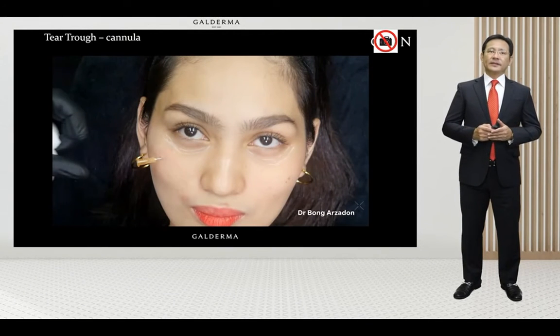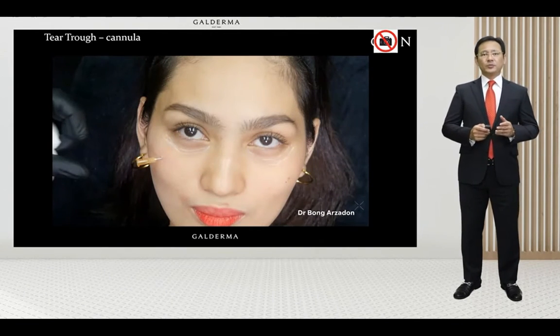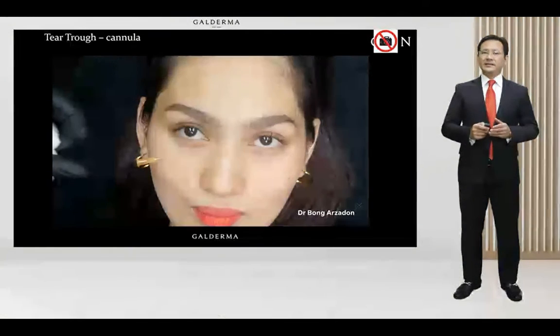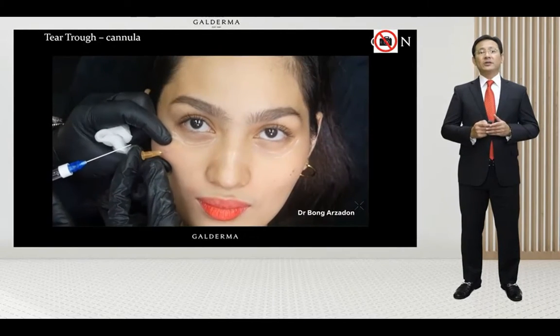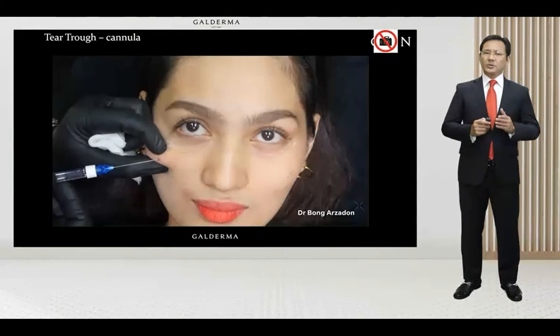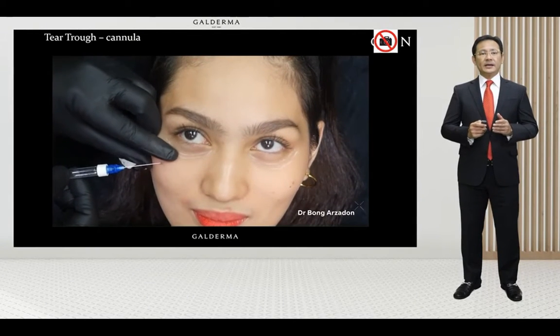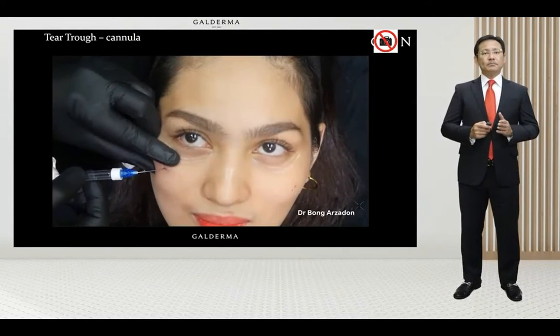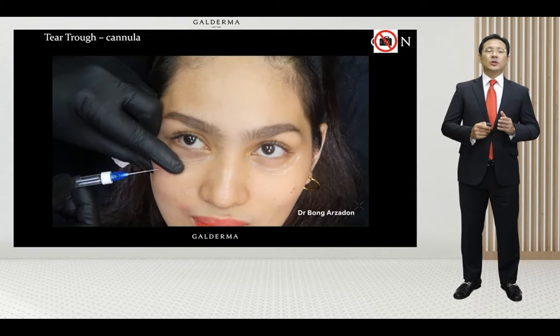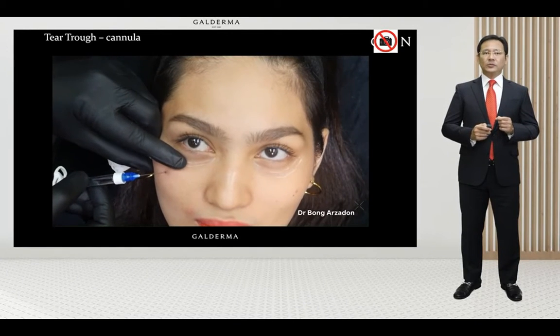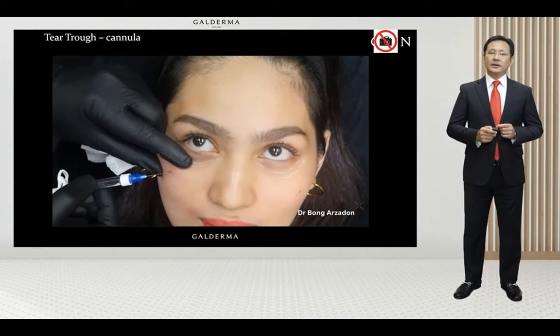Using a cannula, I usually anesthetize the puncture wound with lidocaine. After removing my pilot needle, I then proceed to insert my cannula, gently advancing my cannula below the layer of the orbicularis oculi muscle and as close to the supraperiosteal plane, and as soon as the tip reaches the most medial portion of the tear trough, I would slowly inject 0.2 to 0.3 of the filler.